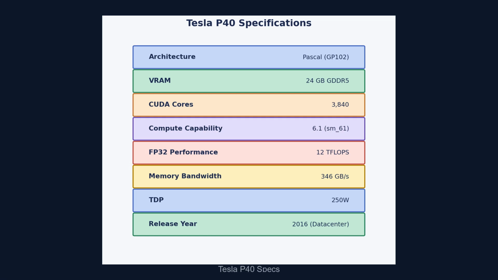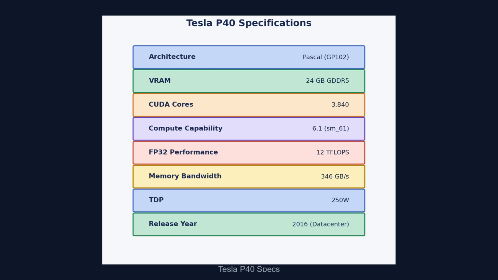Here we have the specifications for the Tesla P40 GPU, which is essential for understanding its capabilities in our fine-tuning tasks. The architecture is based on the Pascal design, specifically the GP102, with 24 GB of GDDR5 VRAM. This GPU can handle substantial data loads, allowing for efficient processing in machine learning applications.